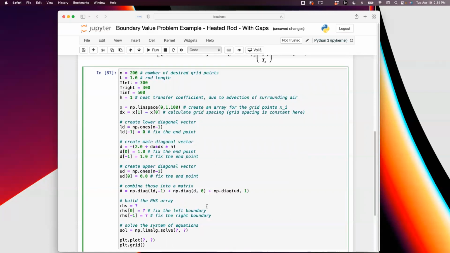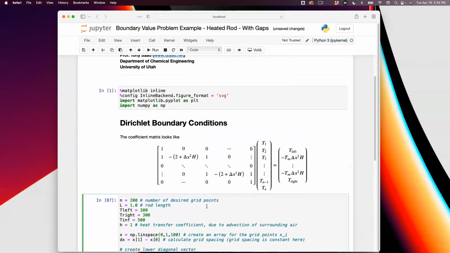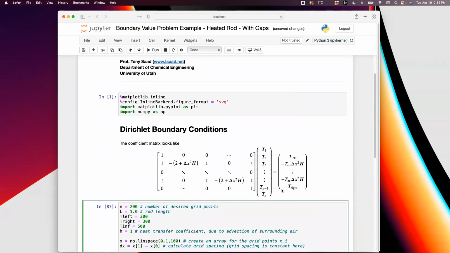The right-hand side mostly contains minus T infinity times delta x squared times h. So we're going to create a NumPy array of size n, the same size as the number of points, filled with T infinity times dx squared times h, and then we'll fix the first and last points.